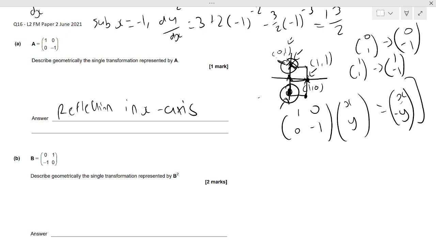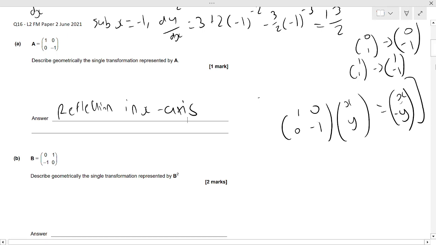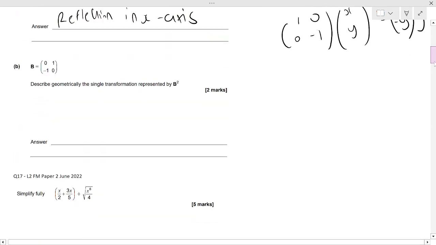Cool. Okay, it's a very messy diagram. That's the sort of method, right? Again, consider the unit square, consider what all the points would go to, and then you can use that to aid you.